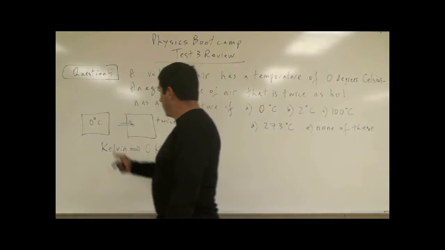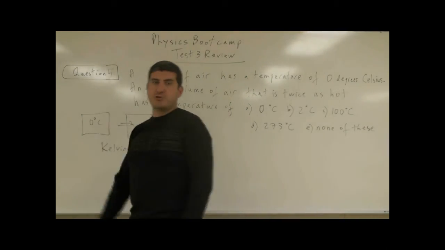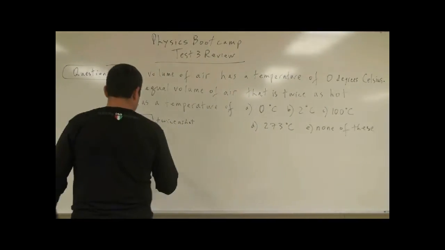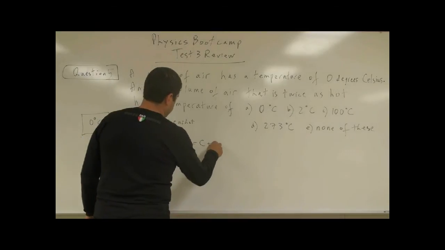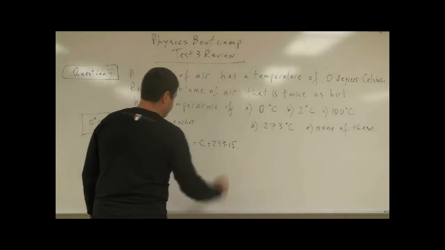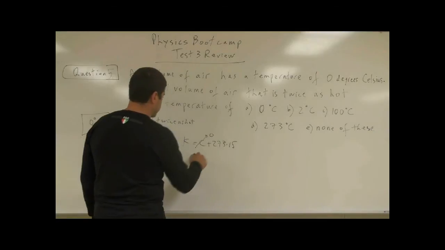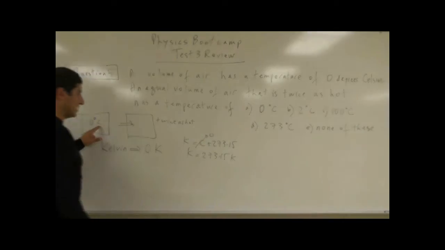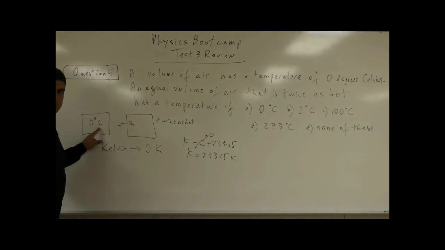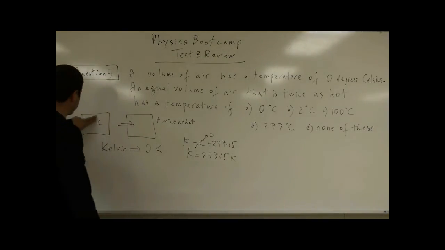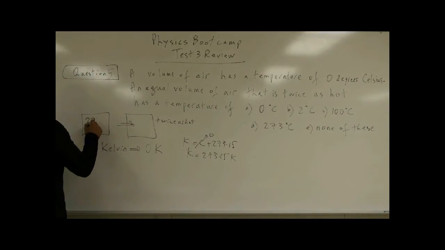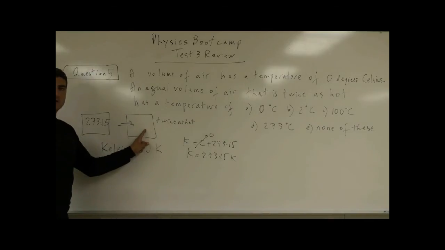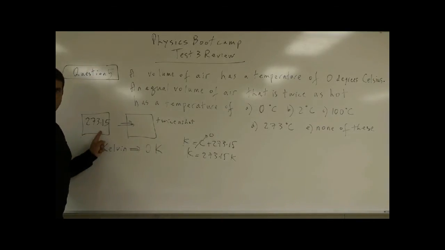So how many Kelvin is 0 degrees Celsius? When we say 0 Celsius, what does that correspond to? Well, Kelvin, remember, is Celsius plus 273.15. So 0 Celsius corresponds to 273.15 Kelvin. So when we say this box is 0 Celsius, there's really a temperature there. It's not 0, it's 273.15.